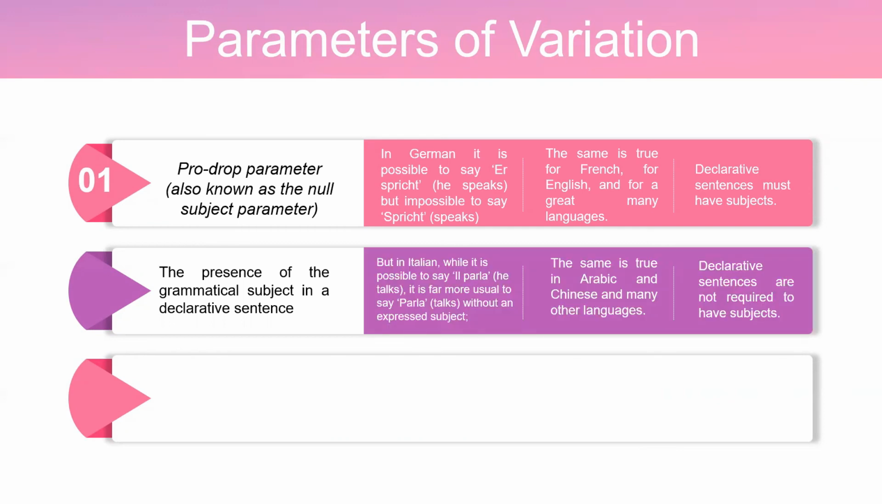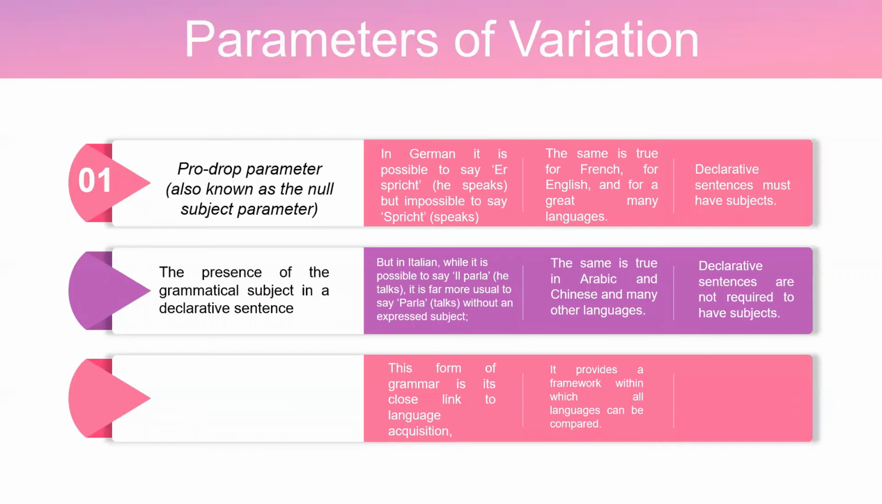But in Italian, while it is possible to say "lui parla", he talks, it is far more usual to say "parla", or talks, without an expressed subject. The same is true in Arabic and Chinese and many other languages. Declarative sentences are not required to have subjects. This form of grammar is its close link to language acquisition. It provides a framework within which all languages can be compared.